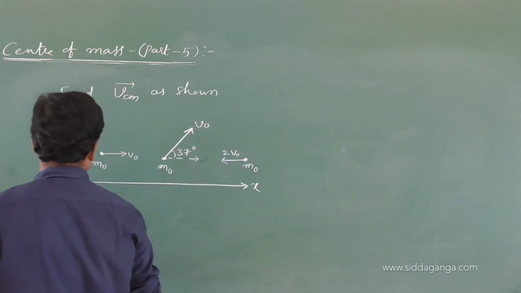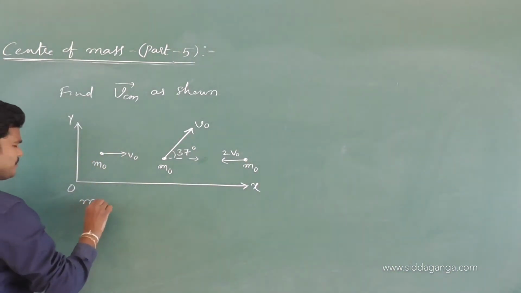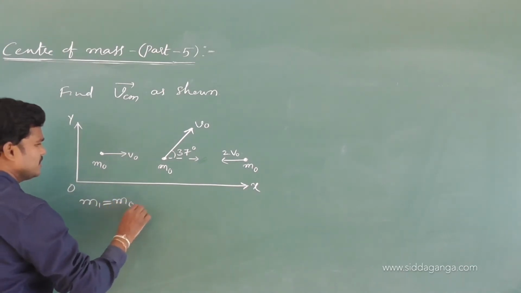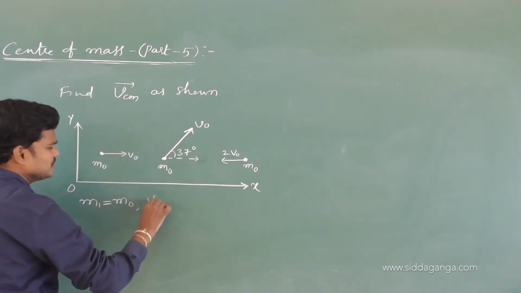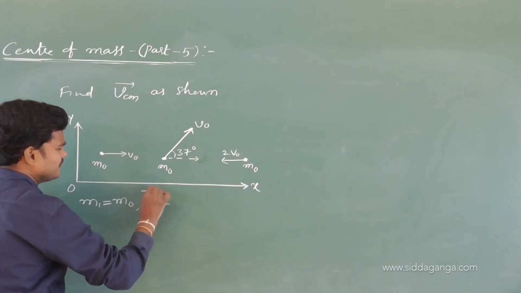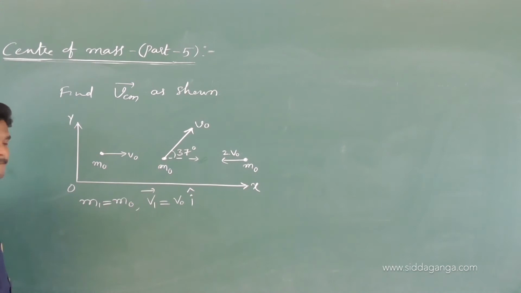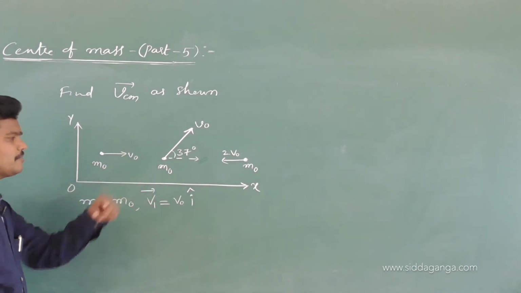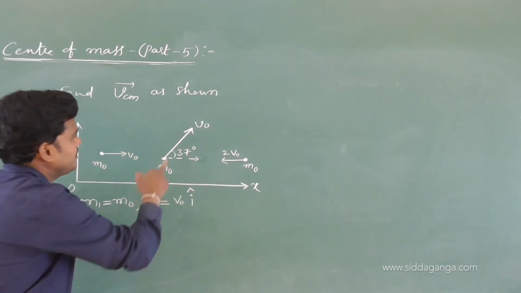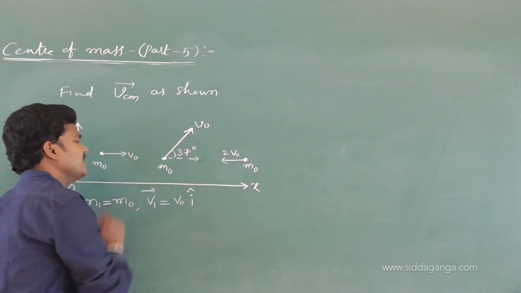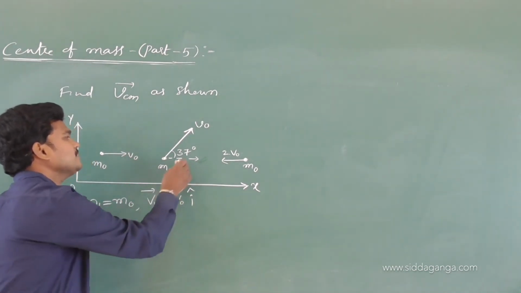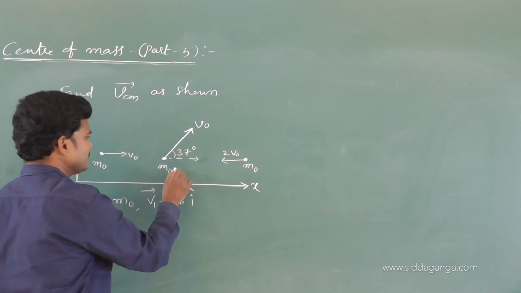The first particle has mass m naught. So m1 is m naught and it is moving along the x axis. So v1 we can write as V naught i cap, because it is moving to the right side. And this particle is moving making some 37 degrees. Take this as m2.